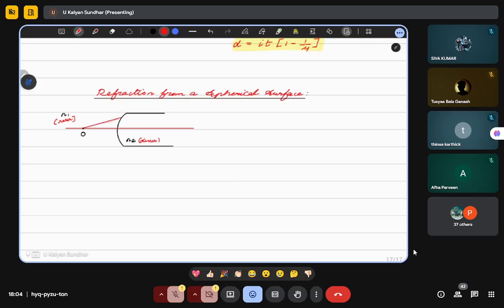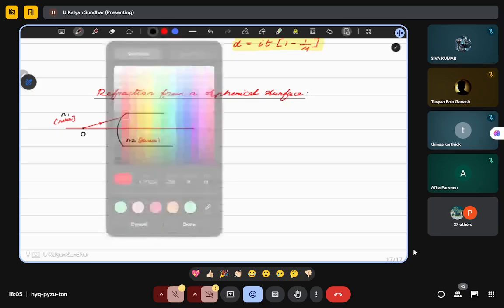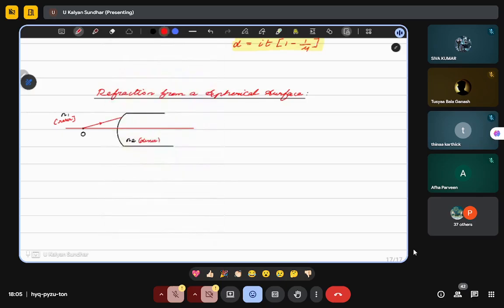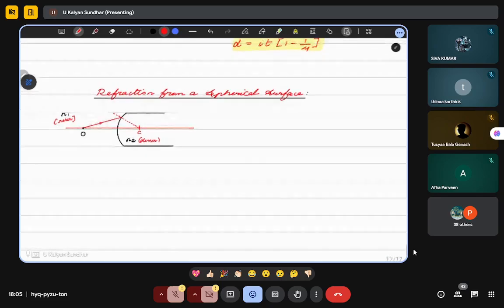Now, this is the first angle of incidence. The normal will be meeting at the center of curvature at this particular point. So extend this normal about this point; they'll be meeting at C. From rarer to denser, it will be bending towards the normal. So this is the line along which your refracted ray goes.